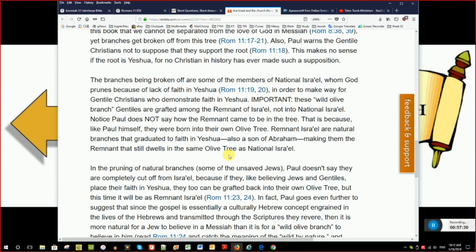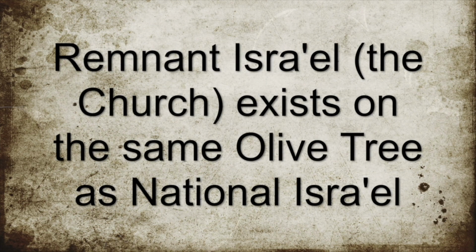And this is not replacement theology, because remnant Israel doesn't replace national Israel. Nor is this supersessionism or dispensationalism, because remnant theology is still identified within national Israel. In other words, they're still a part of national Israel. They're just a smaller, segmented part of the circle known as Israel.